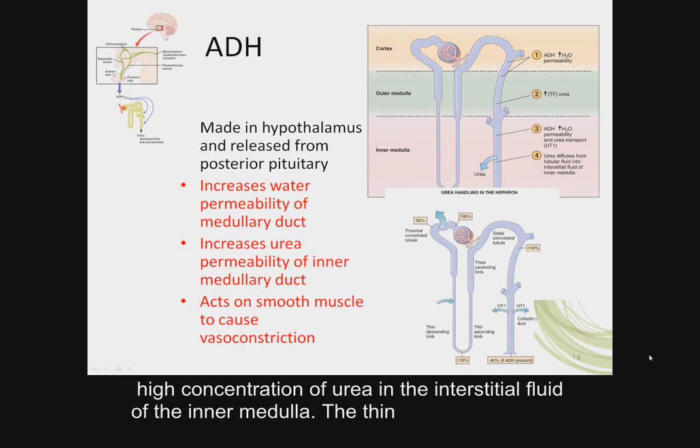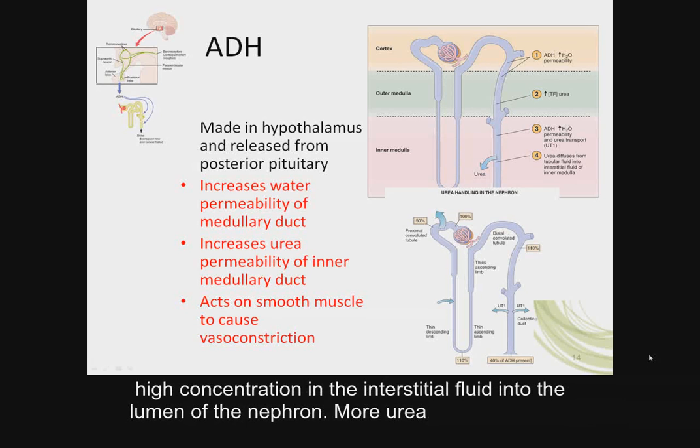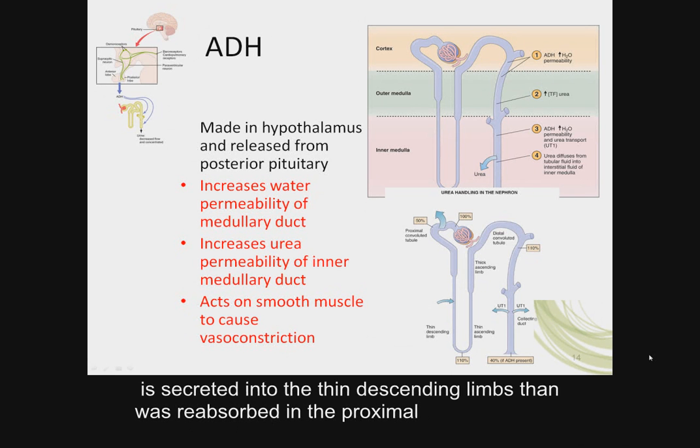The thin descending limb of Henle's loop passes through the inner medulla, and urea diffuses from high concentration in the interstitial fluid into the lumen of the nephron. More urea is secreted into the thin descending limbs than what was reabsorbed in the proximal tubule. Thus, at the bend of the loop of Henle, 110% of the filtered load of urea is present.